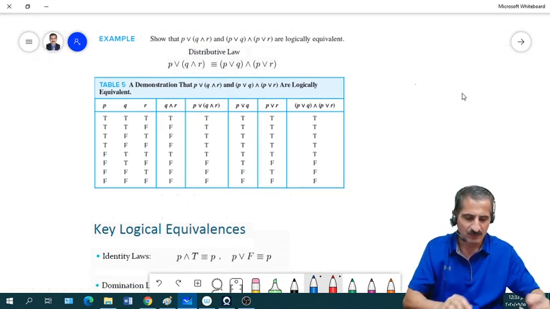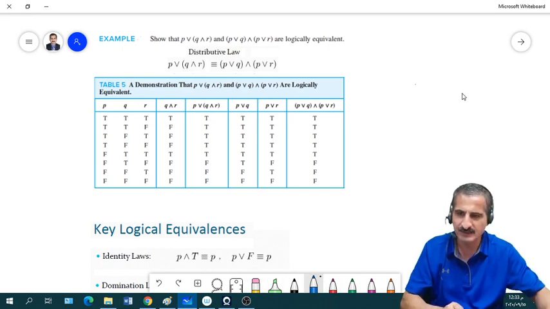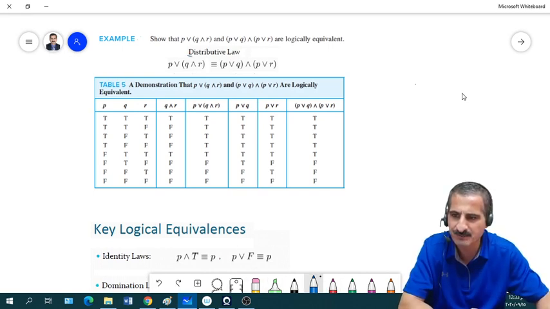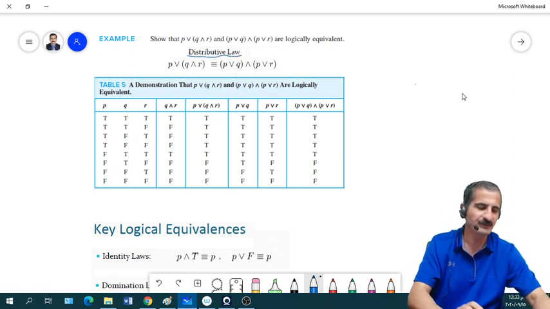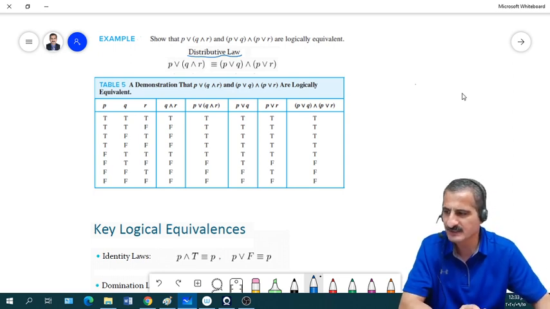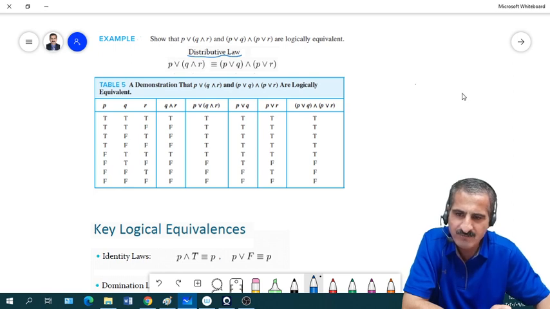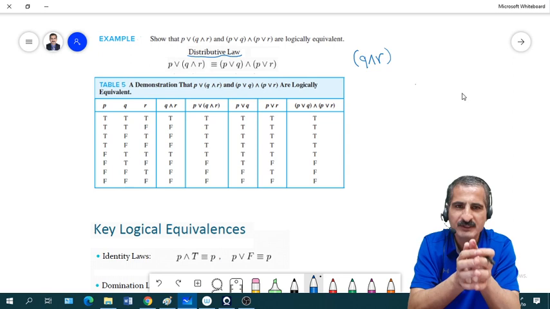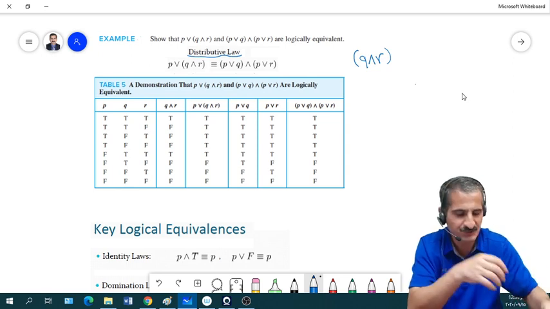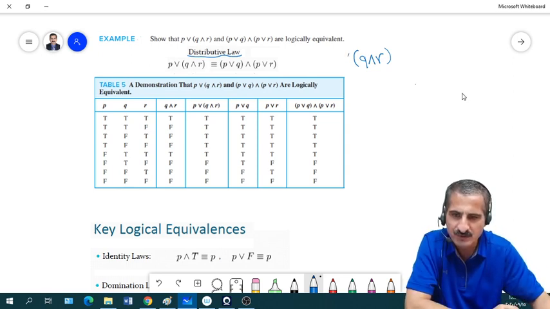In here, we will show what is so-called the distribution law. We will prove it is true. But first, let me explain what the distribution law is. Let me write this here. So if we have Q and R, both of them propositions, and I want to take that and make a disjunction with another proposition, which is Q.